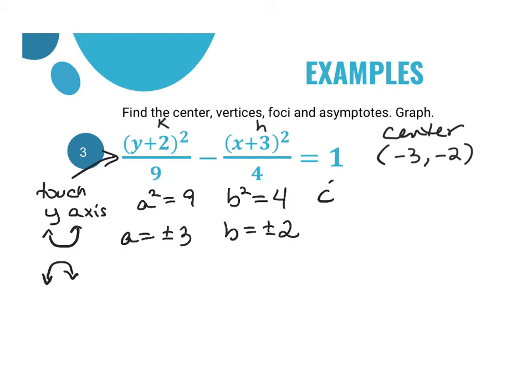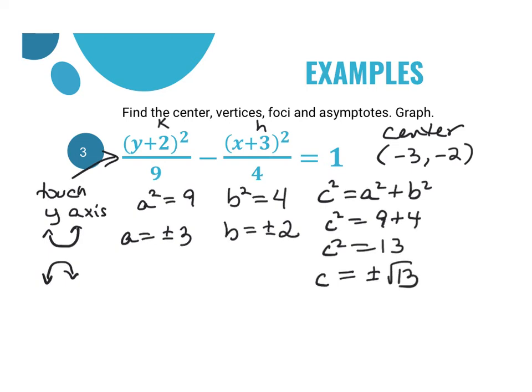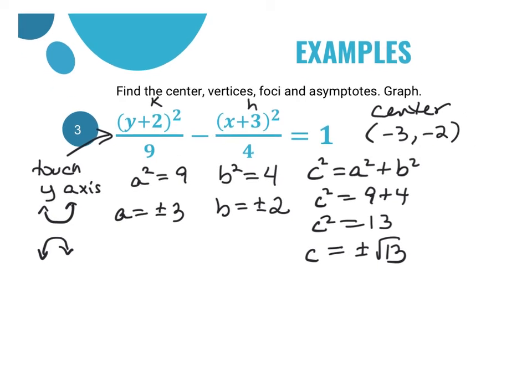To find C, I use c squared equals a squared plus b squared. Plug in 9 plus 4. C squared equals 13. But c equals plus and minus the square root of 13. Again, for graphing purposes, think about the 2 perfect squares on either side of 13. That'll be 9 and 16. So 3 and 4. So this will be probably around 3.5, 3.6. Again, put your point in between 3 and 4.